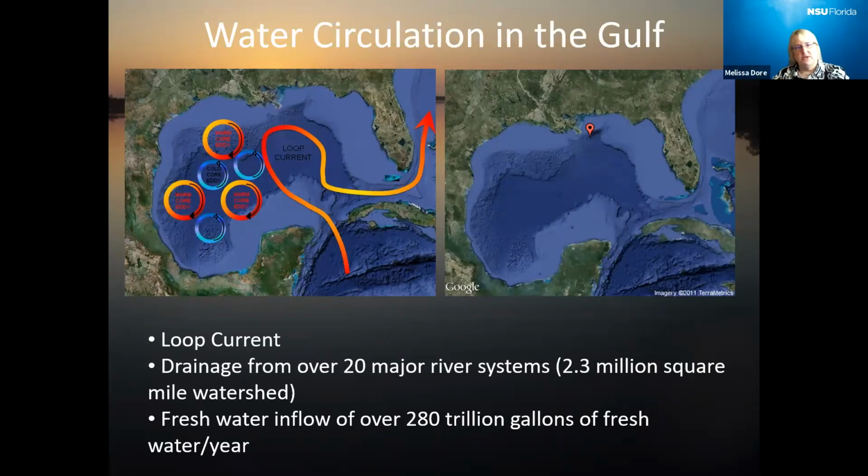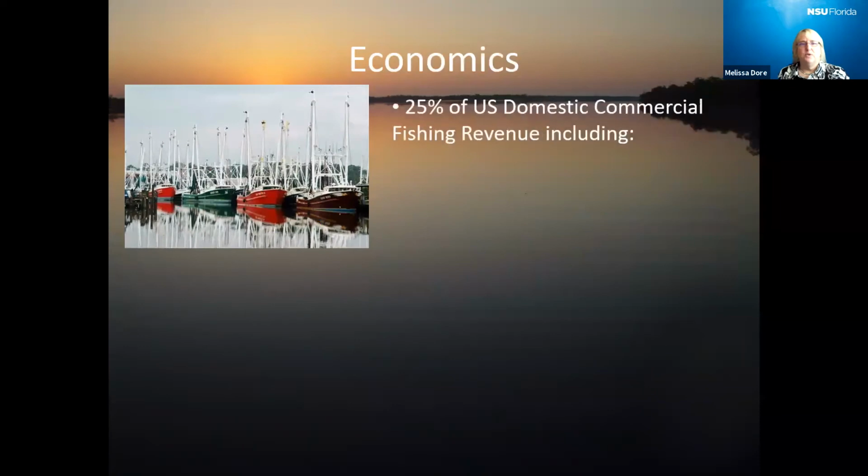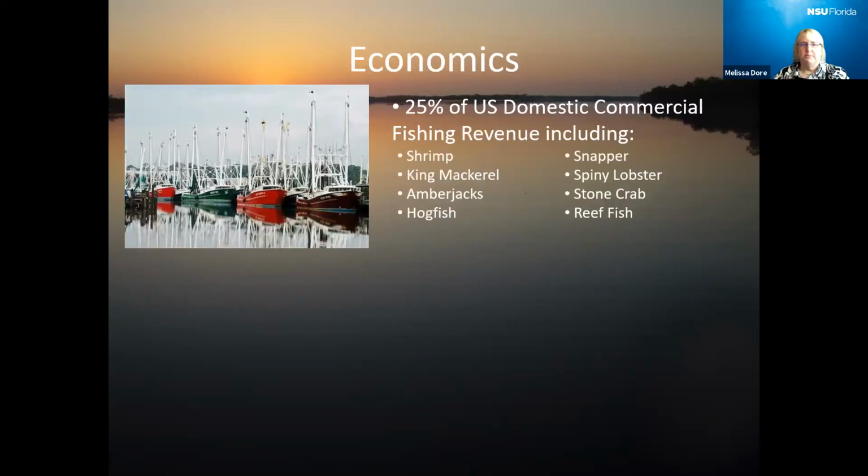So there's some of the water circulation, there's the physics of it, there's the geology, but I also want to go over what the economics are for the Gulf of Mexico. This is something that most people don't realize about it. So 25% of all US domestic and commercial fishing revenue, which also includes the shrimp, king mackerel, amberjacks, hogfish, snapper, spiny lobster, not to be confused with Maine lobster, stone crab, and reef fish, are all harvested in the Gulf of Mexico.